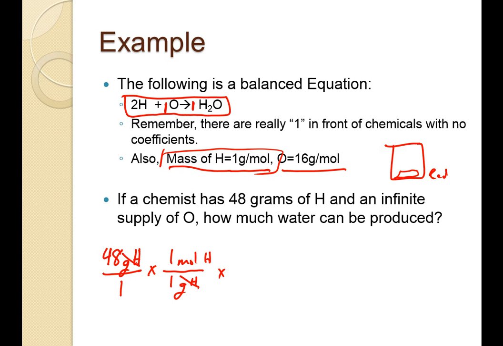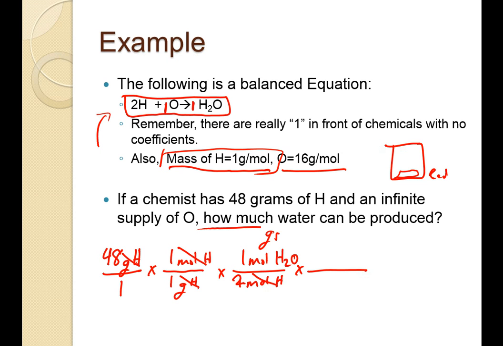So now we've got moles of hydrogen. And if we take a look at our coefficients up here at the beginning, you guys can see that if I have 2 moles of hydrogen, I will get 1 mole of water, H2O. Moles of hydrogen cancel out. Move on to my next step, because I'm looking for how much water.